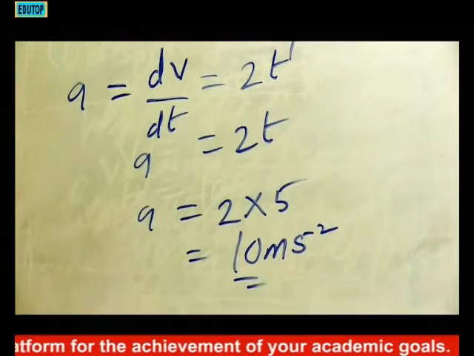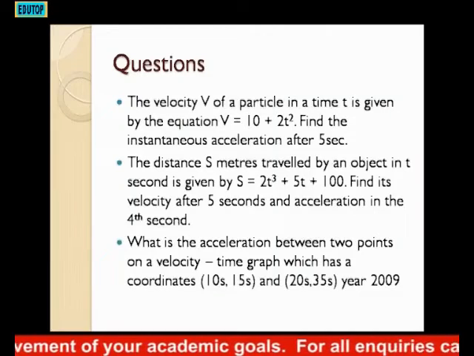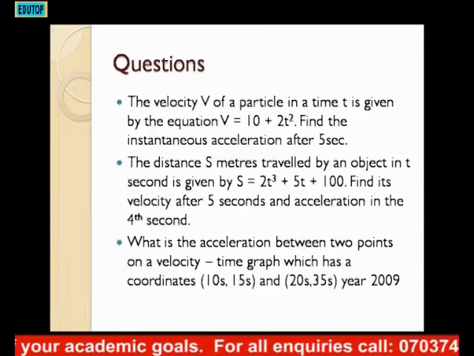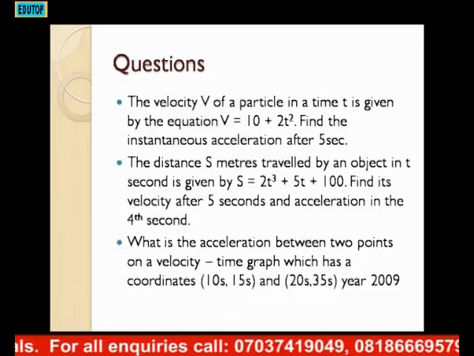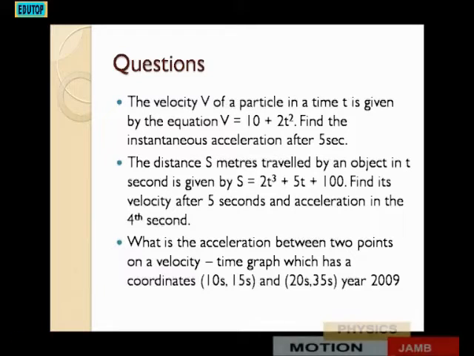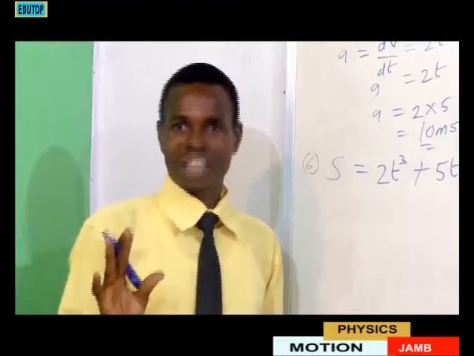So let's consider question number 6. The distance s, in meters, traveled by an object in t seconds is given by s is equal to 2t raised to the power 3 plus 5t plus 100. Find its velocity after 5 seconds and acceleration in the 4th second. We are looking for the velocity. We are also looking for acceleration.